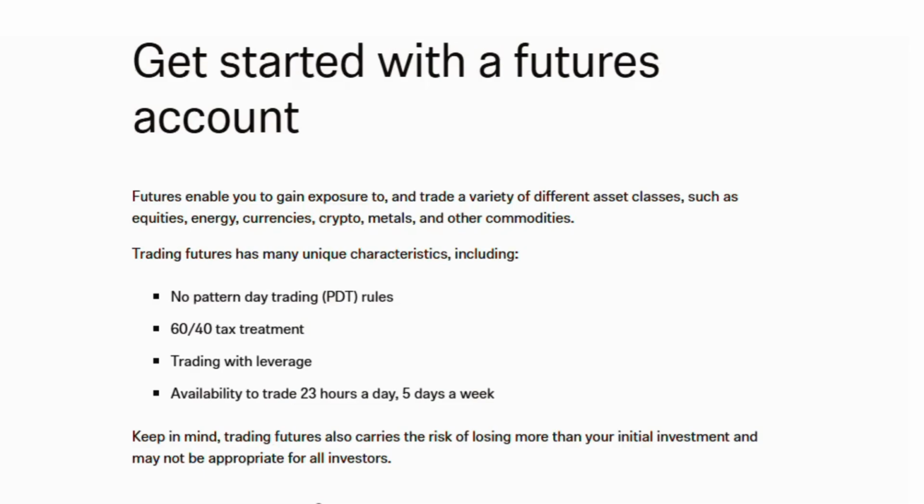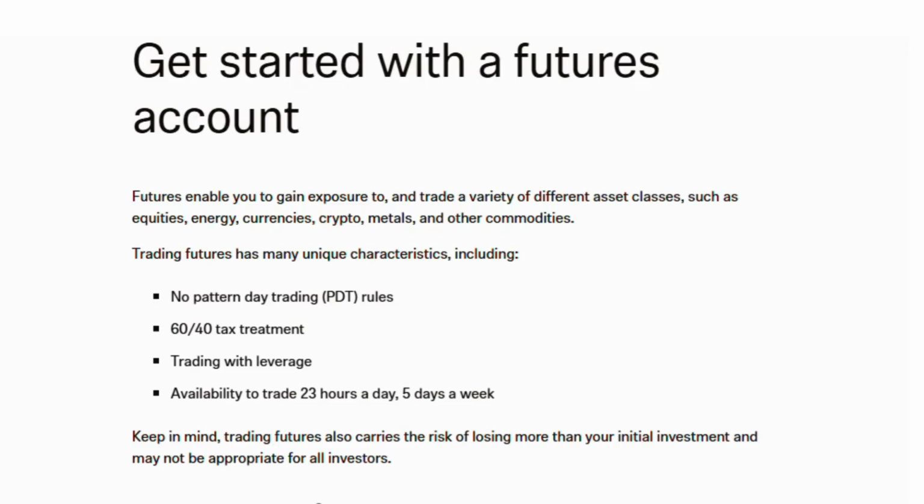Keep in mind, trading futures also carries risk of losing more than your initial investment and may not be appropriate for all investors. Unlike options trading, where you can lose whatever you're putting into the position, futures is completely different. With futures, you need collateral depending on what you're trading.